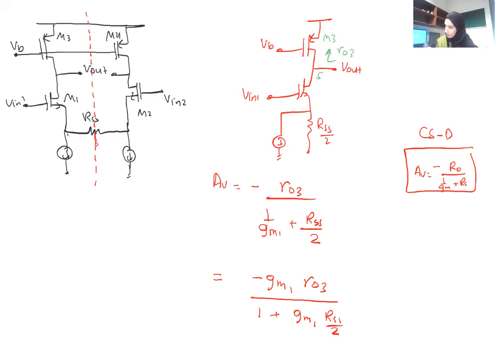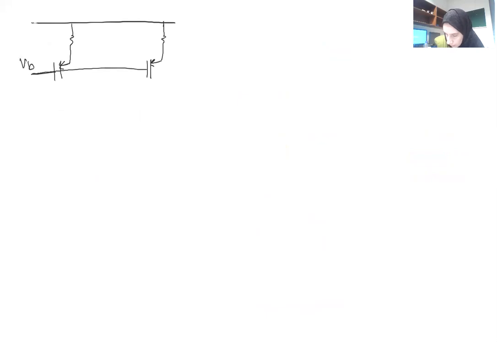Okay, let's do a further example, for revising the previous topologies again. So this is VB, M3.